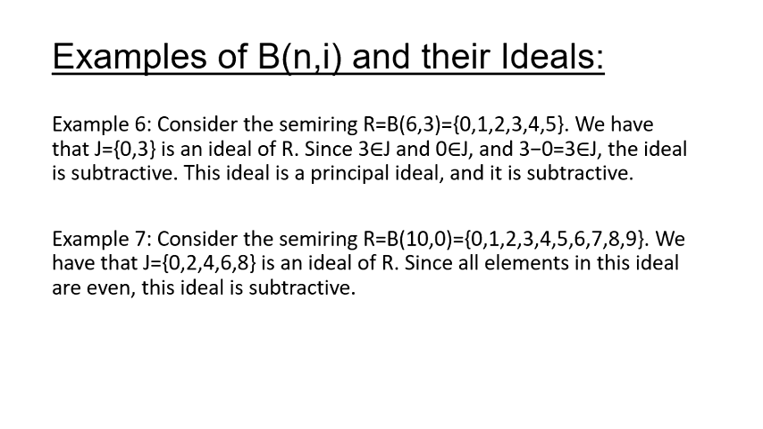Finally, we will look at the semiring R, which equals B sub 10 comma 0, which is the integers mod 10. J equals {0, 2, 4, 6, 8} is an ideal of R. All elements in this ideal are even, so the difference between consecutive terms is 2. So this ideal is subtractive, because 2 is in this ideal.